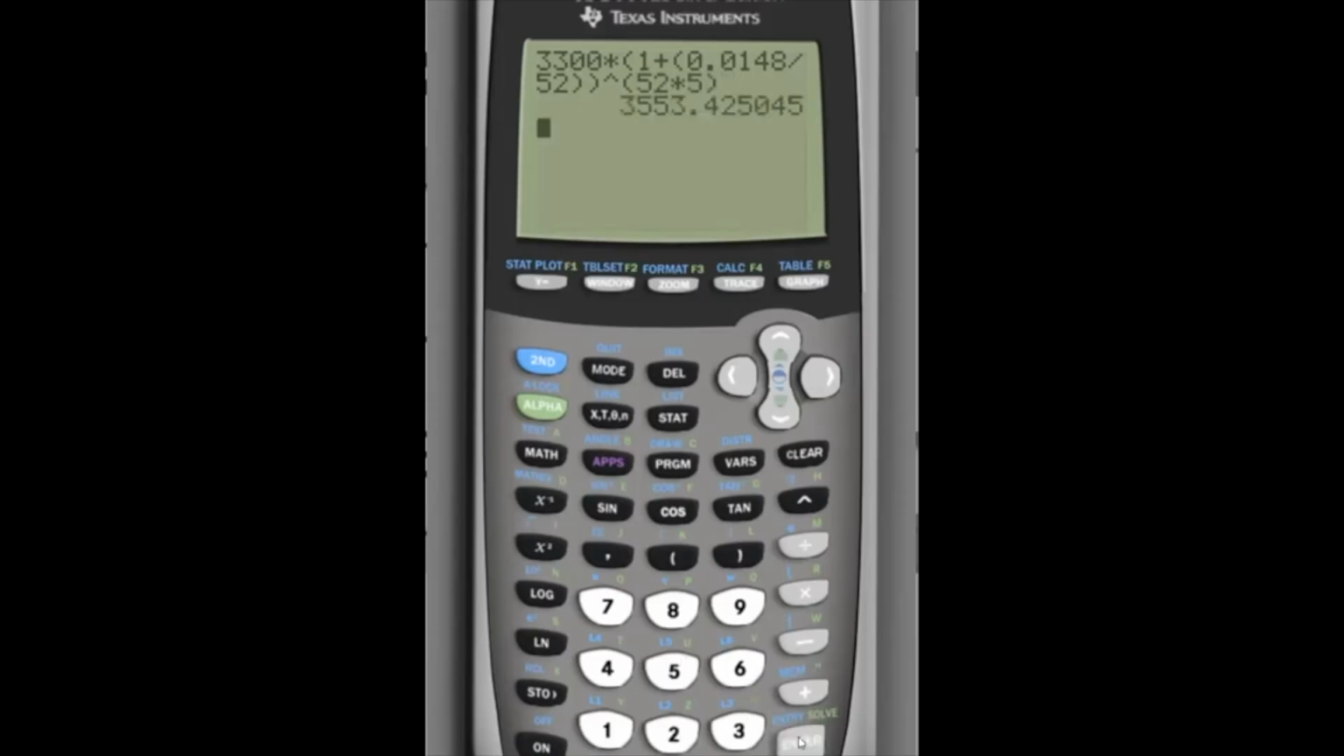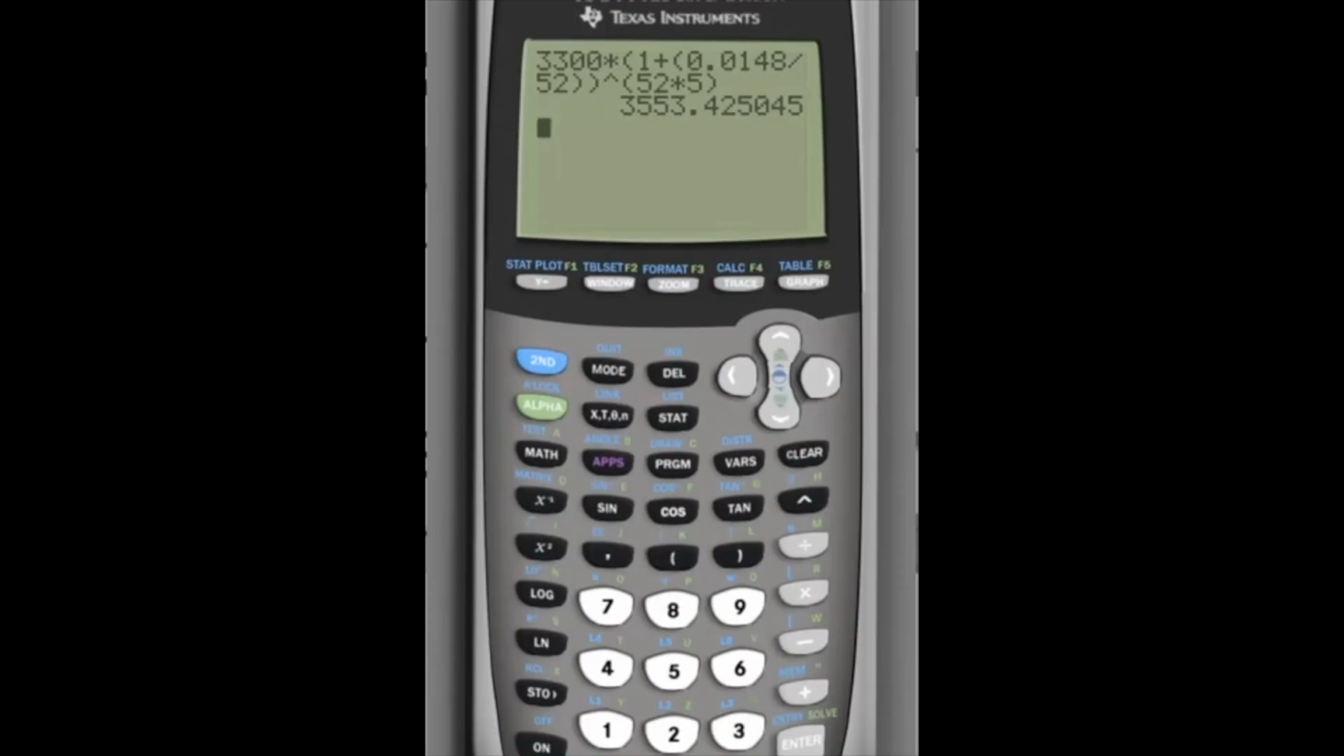Press enter, and there we have it. We would have made $3,553, and it looks like 43 cents. It's 42. The next number is a 5. That 5 kicks the 42 up to 43 cents. So $3,553.43. Not a whole lot more after 5 years.